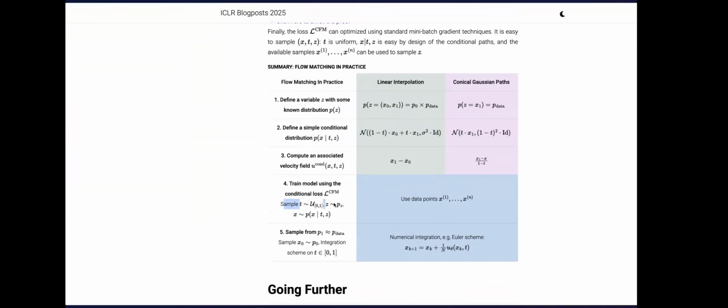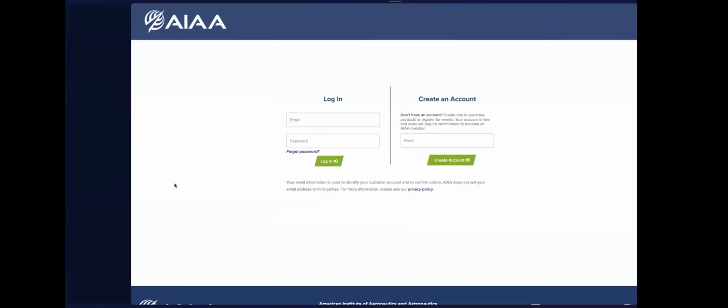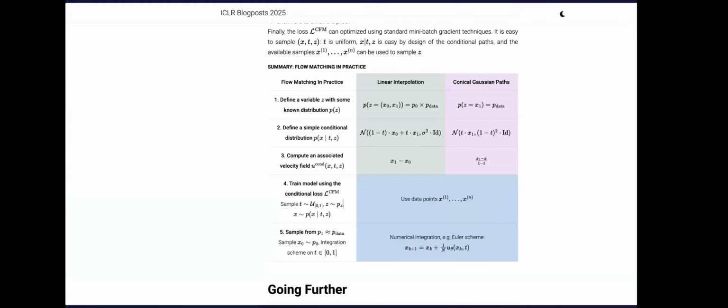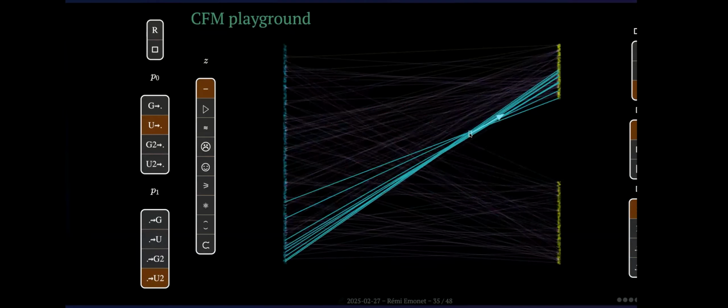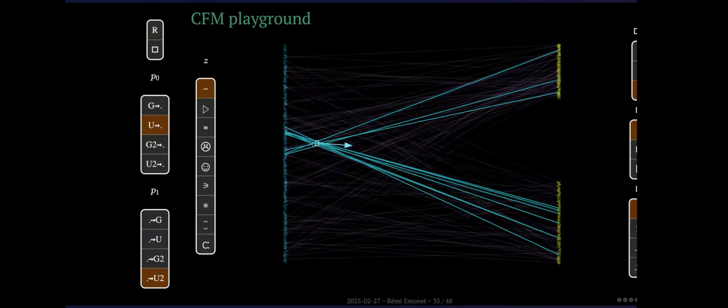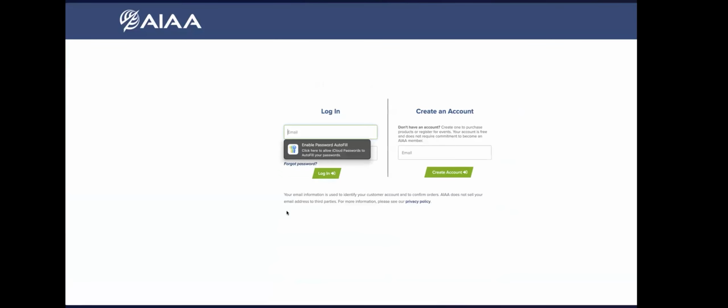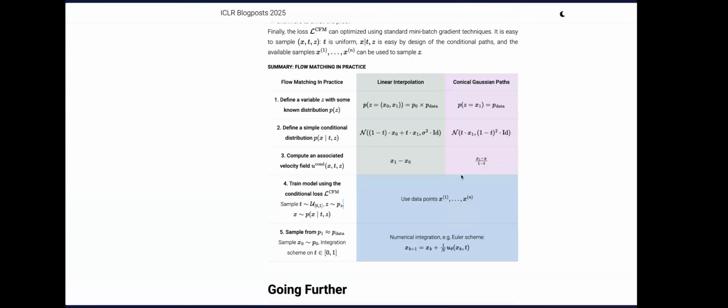I agree. I believe the process is, hopefully they do it, here in the training you sample time between 0 and 1, and then sample z from the two endpoints, right? So if you're lucky, you get many, many samples at a specific time. Or if you're unlucky, you don't get that many. So I believe it's not fixed.